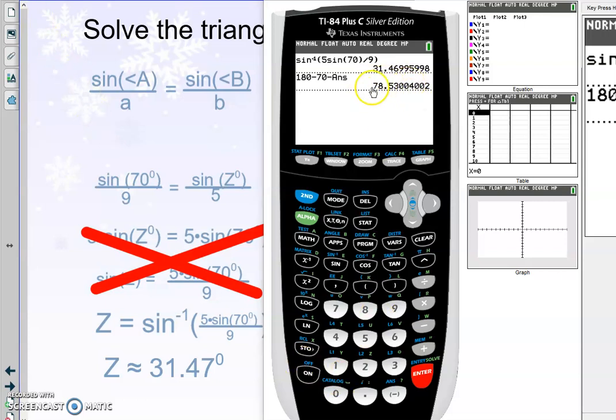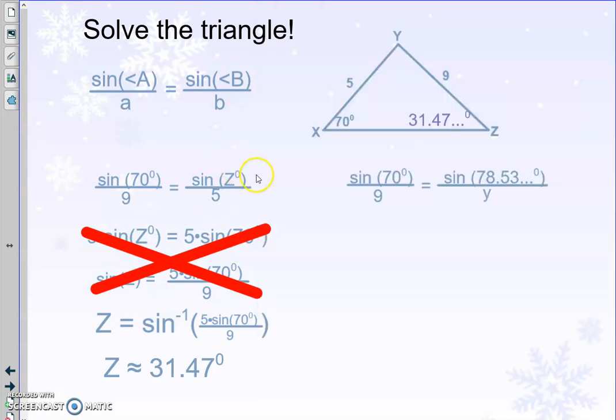So this is the value that I'm going to use for all my calculations from now on. As a matter of fact, it might be worth it for me to store that value, and I'm going to store that under the letter Y because that's the angle it represents. Okay, so let's come back to this problem. I know Y is 78.53... I set up the law of sines using that basic formula.